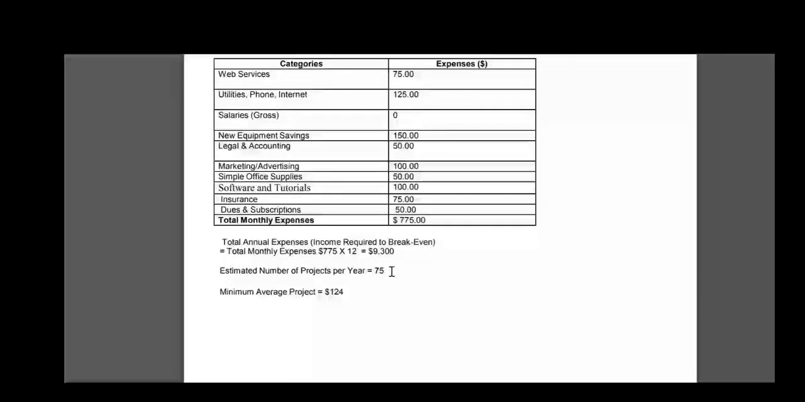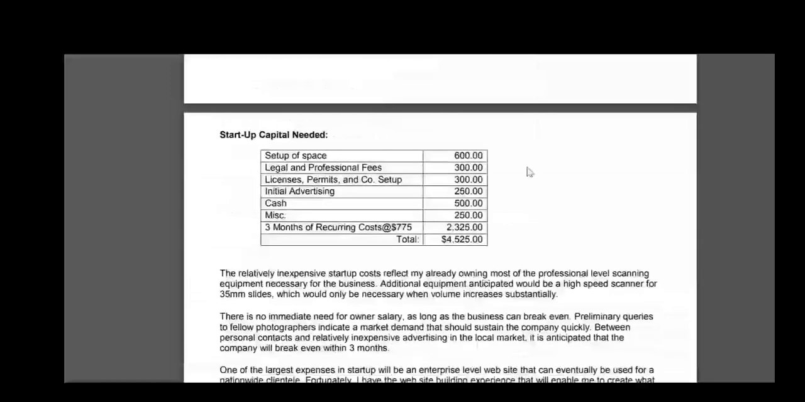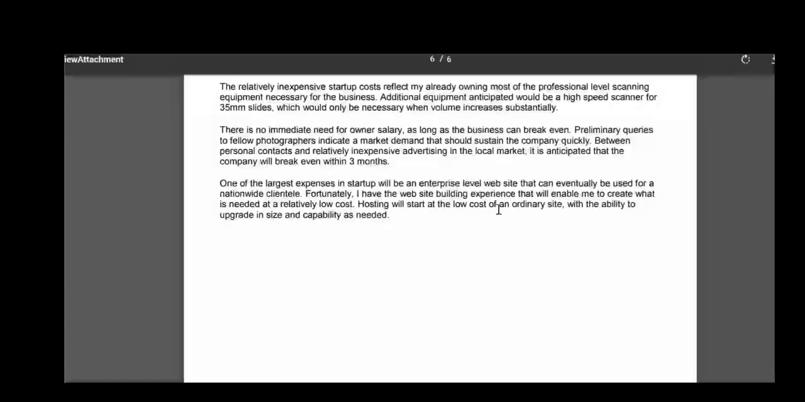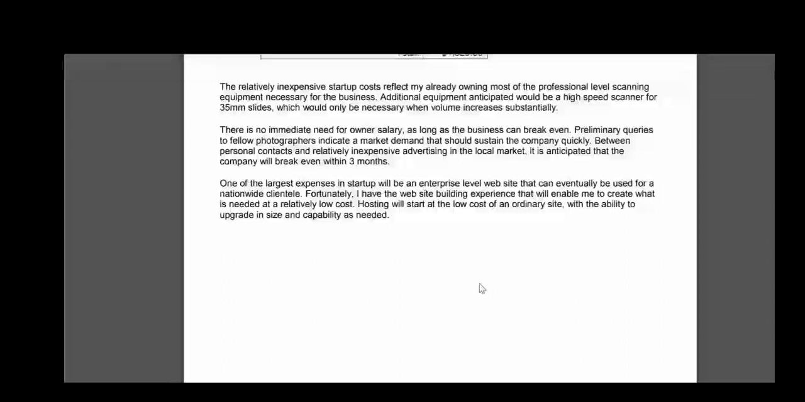If I did 75 projects a year, and by the way, don't put in that you're going to do 200 projects a year to start out because it's unrealistic. Most starting businesses do 50 to 75 as a really worthy goal. If I did 75, I would need to make $124 for each project in order to break even. So this gives me some good solid information. I would additionally want to put in another $4,500 roughly in order to get myself started. And then I'd have an explanation of how I came up with things.